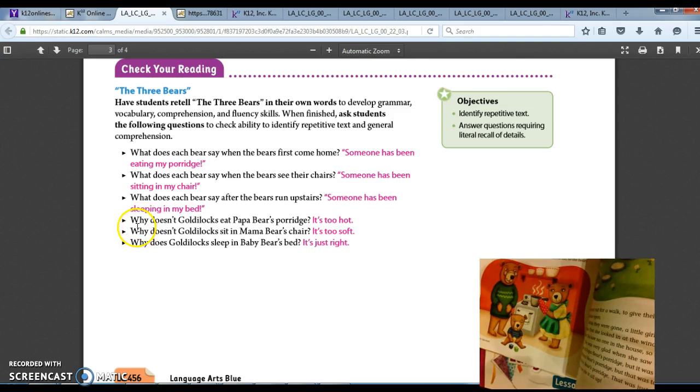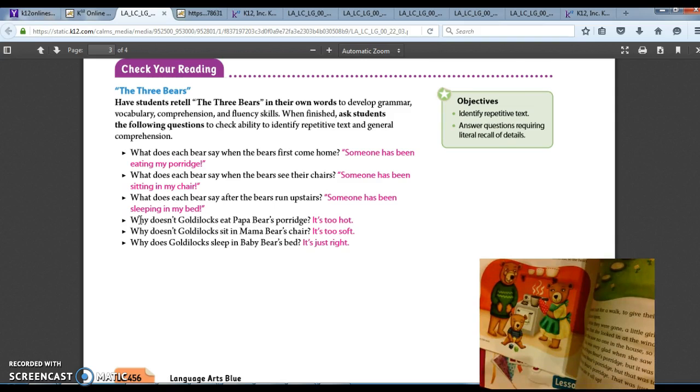Next question. Why doesn't Goldilocks eat Papa Bear's porridge? Do you remember why she would not eat Papa Bear's porridge? If you told your learning coach she thought it was too hot, you're right. Why doesn't Goldilocks sit in Mama Bear's chair? Remember what she said about Mama Bear's chair? She said it's too soft.